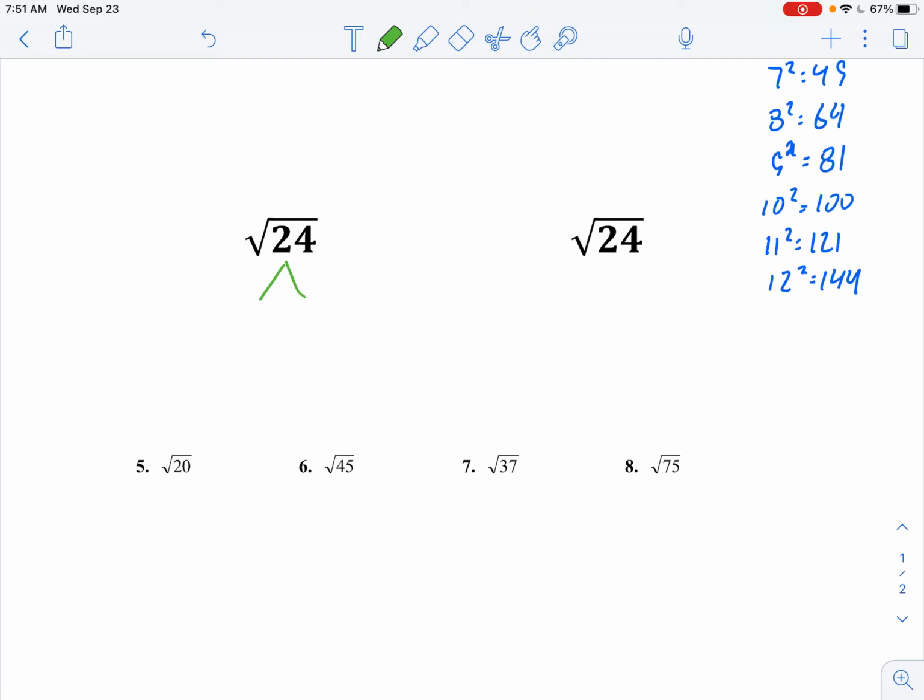What you can do is a factor tree, which you learned a while ago. 2 numbers that multiply to give me 24 are 2 and 12. Now 2 is what we call a prime number because it's only 1 times 2. But 12 can be broken up into 3 times 4. And 4 can be broken up into 2 times 2. So the square root of 24 is equivalent to 2 times 3 times 2 times 2.